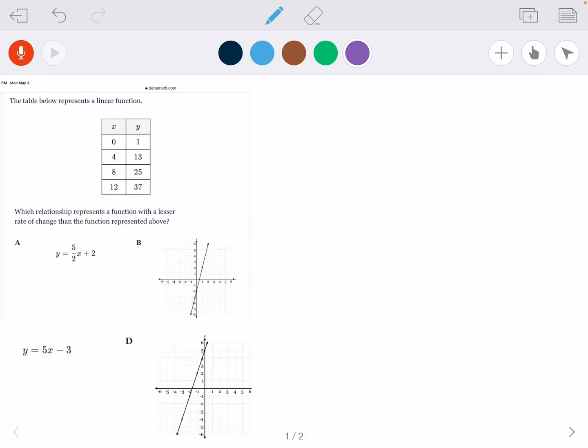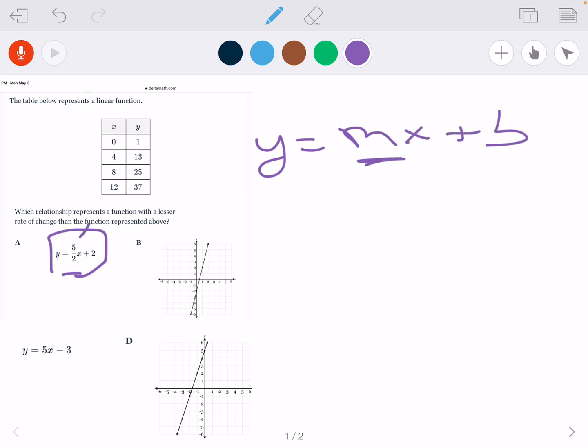So let's see if we can figure out what this slope is. If you remember, y equals mx plus b. M is your slope. So 5 halves, 5 divided by 2, that's 2.5. So that's less than 3.